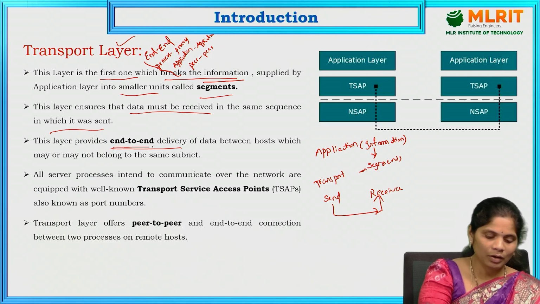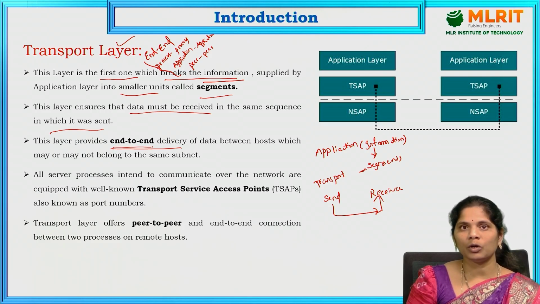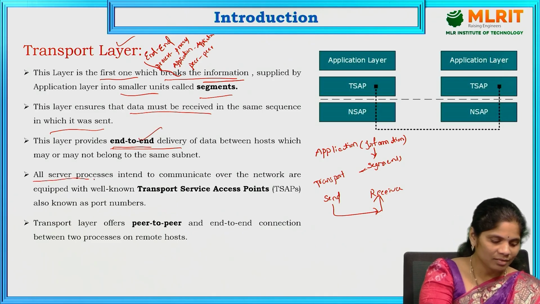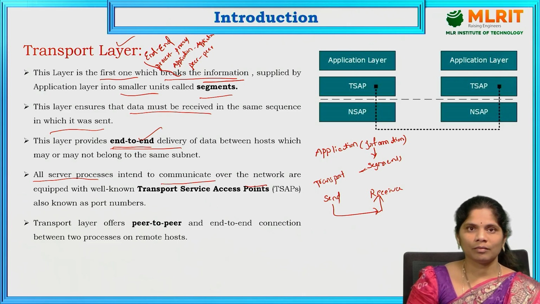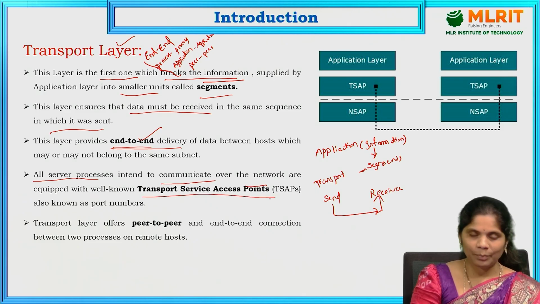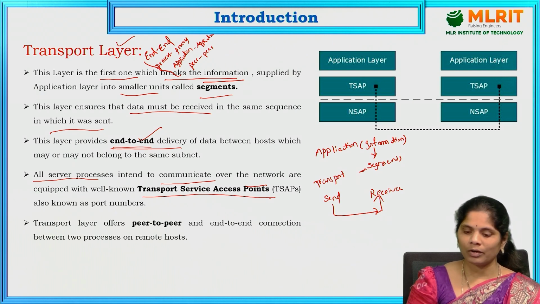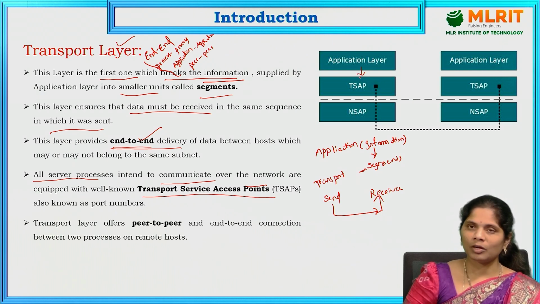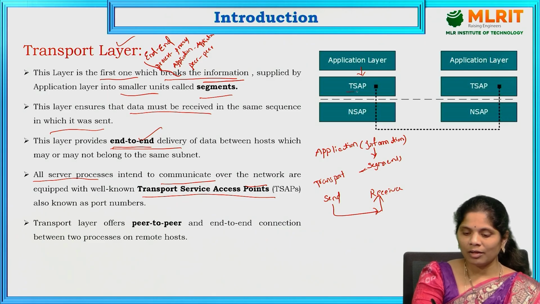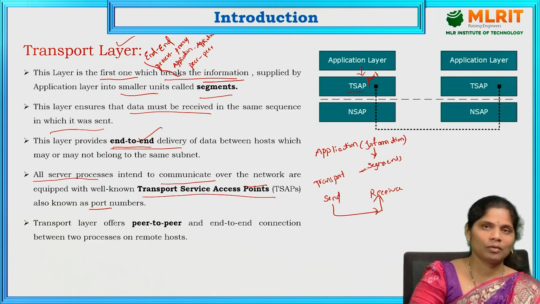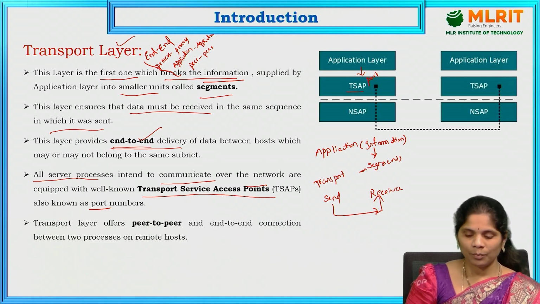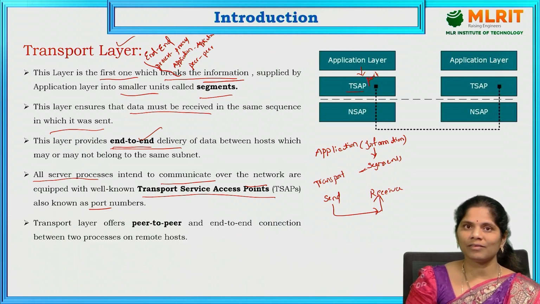Here it is end-to-end delivery: from my application end I send to my friend's application end. At the same time, all the server processes that communicate over the network use TSAP, the Transport Service Access Point. This information is sent to the transport layer. The transport service access point is nothing but the port. It has port numbers, and based on that we send and receive messages.